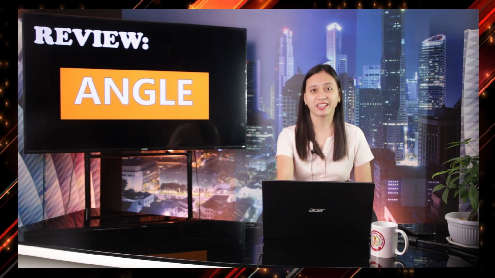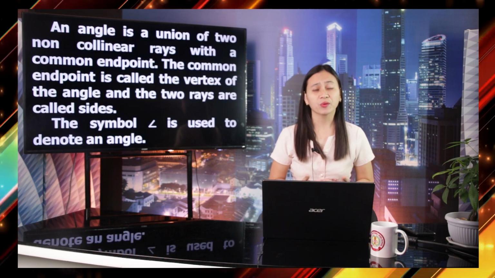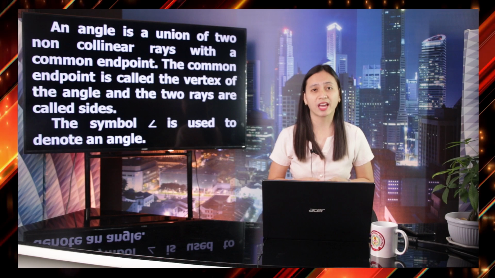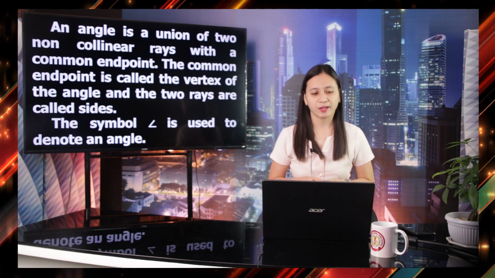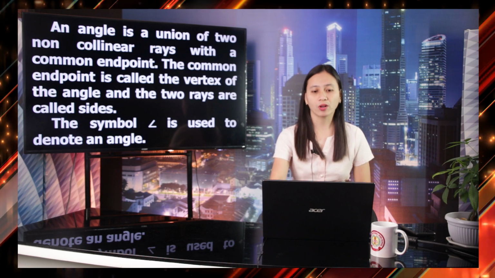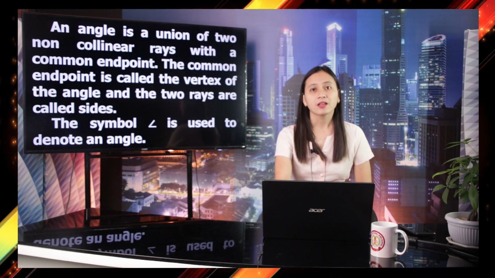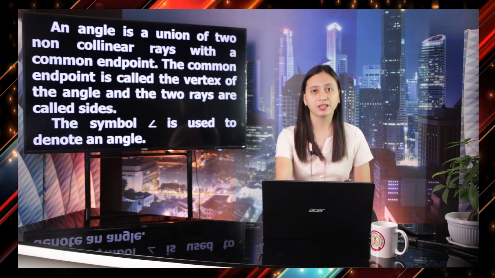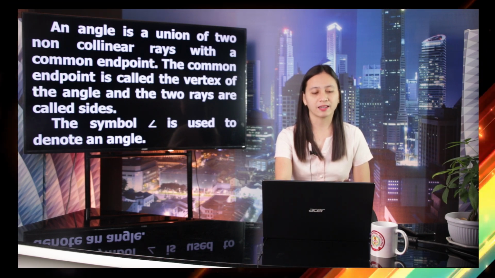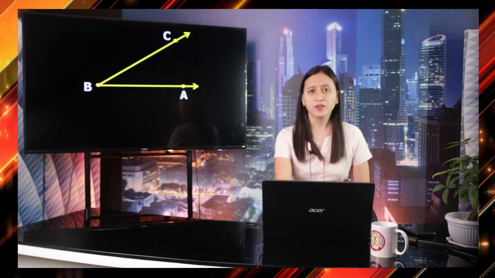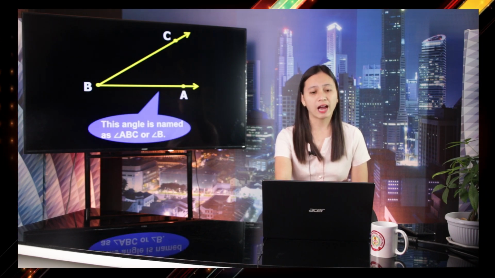Now, let's have a review about angles. This lesson was discussed to us by Sir Ariel Gatella. We already know that an angle is a union of two non-collinear rays with a common endpoint. The common endpoint is called the vertex of the angle, and the two rays are called sides. The symbol that is shown on the screen is used to denote an angle. Now, given an angle, we name this angle as angle ABC or angle B.